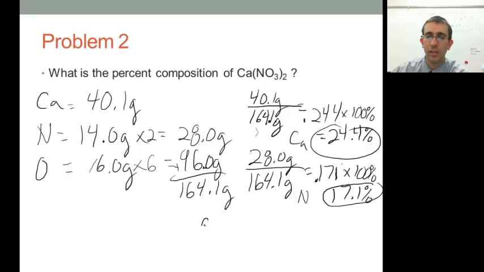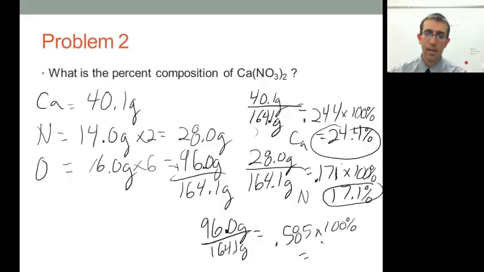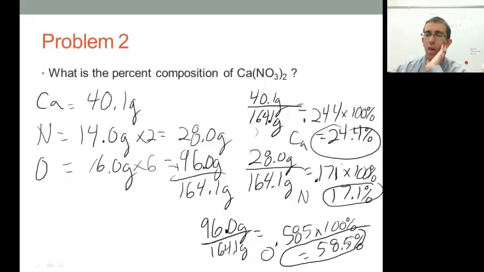One last one. We got the oxygen. So 96.0 grams divided by 164.1 grams. 96 divided by 164.1. Alright, and I've got 0.585 multiplied by 100%, and this equals 58.5%. And there's your percentage for oxygen. Alright, and if you wanted to check yourself, add these up, and it should equal 100%.